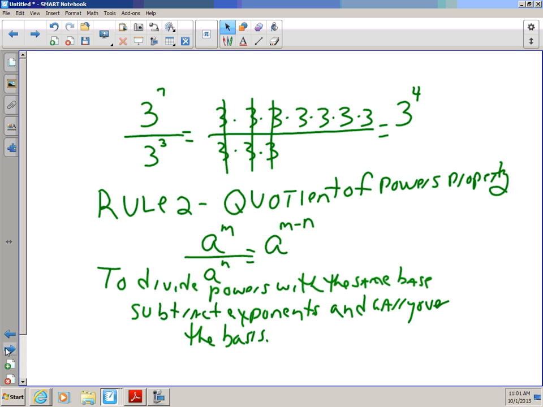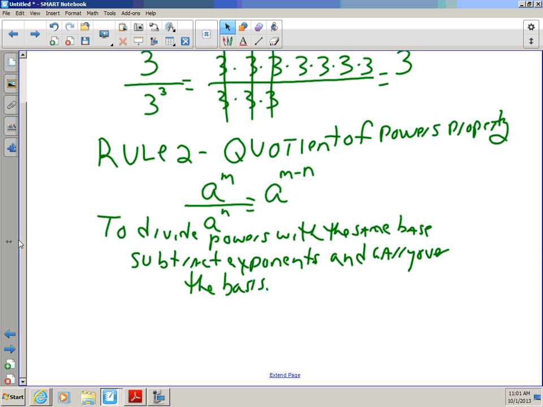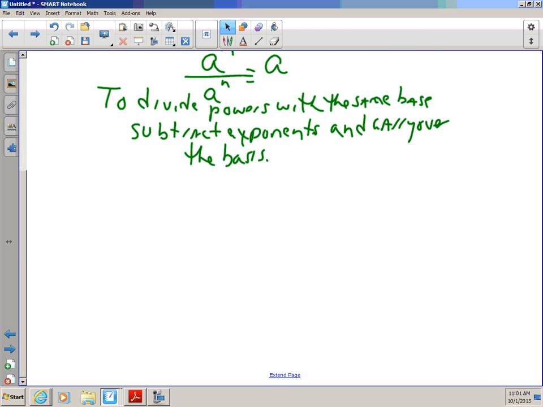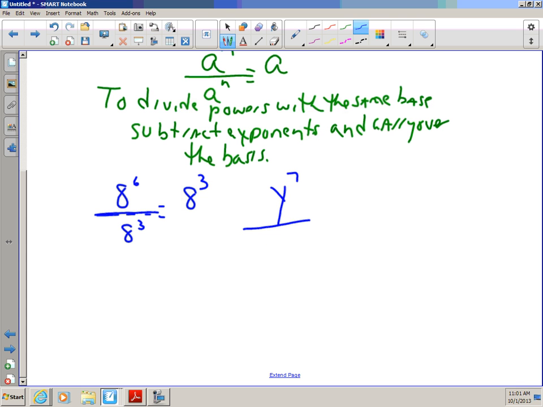So, to go through a couple of examples, let me scroll down and extend. If I had 8 to the 6th power over 8 to the 3rd power, that would be 8 to the 3rd power. If I had y to the 7th power over y to the 4th, that would be y to the 3rd power.